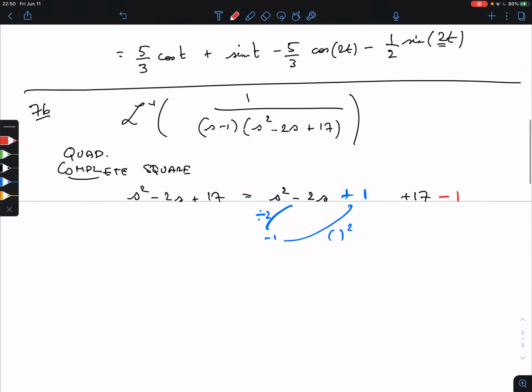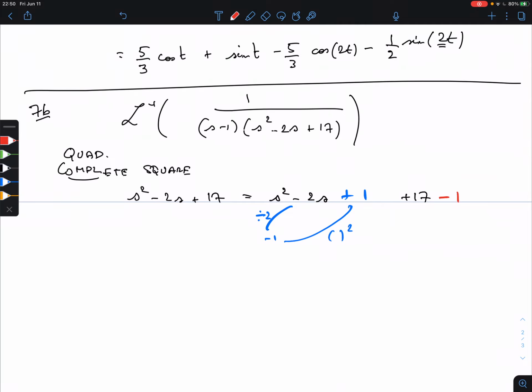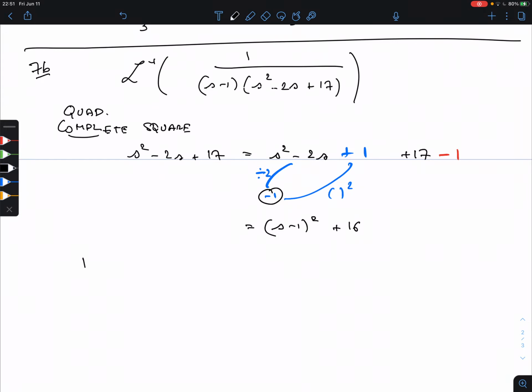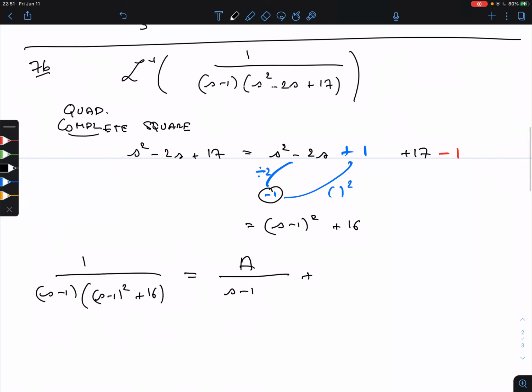But okay, so what does this tell us? Remember, this is now the center, s minus 1 squared plus 16. So the fraction that we are looking at is 1 over s minus 1 times s minus 1 squared plus 16. And we know that this can be written as a over s minus 1. That's just a linear factor, and only multiplicity 1, so we don't have to worry about that.